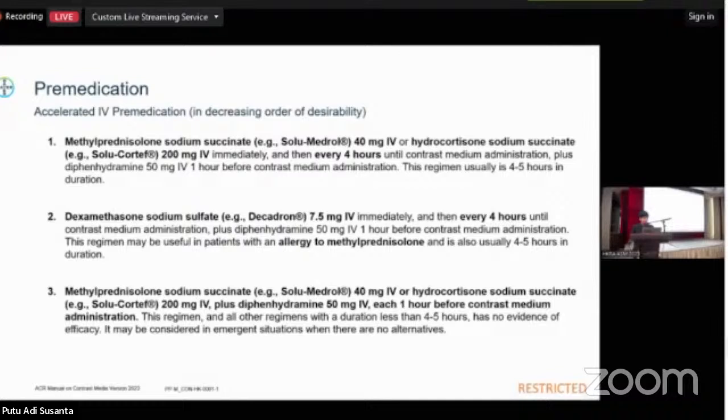And the next option is methylprednisolone or hydrocortisone and also antihistamine, but 1 hour before the contrast agent. But please note that this regimen is actually not evidence-based and should only be considered in an emergent situation with no other options.